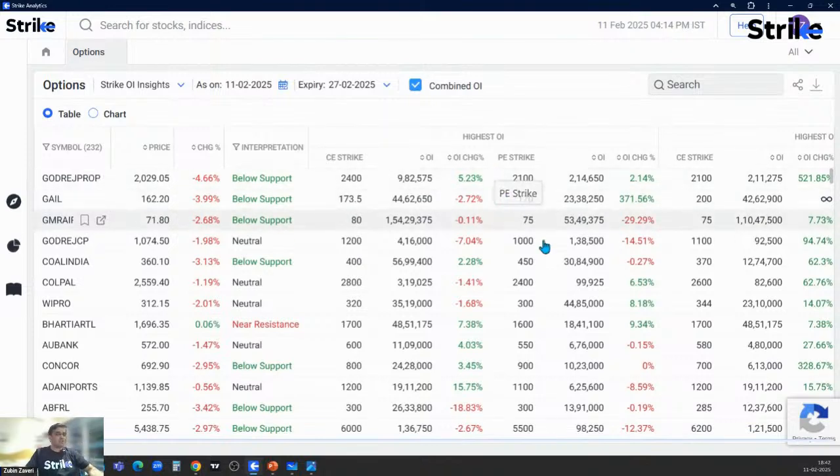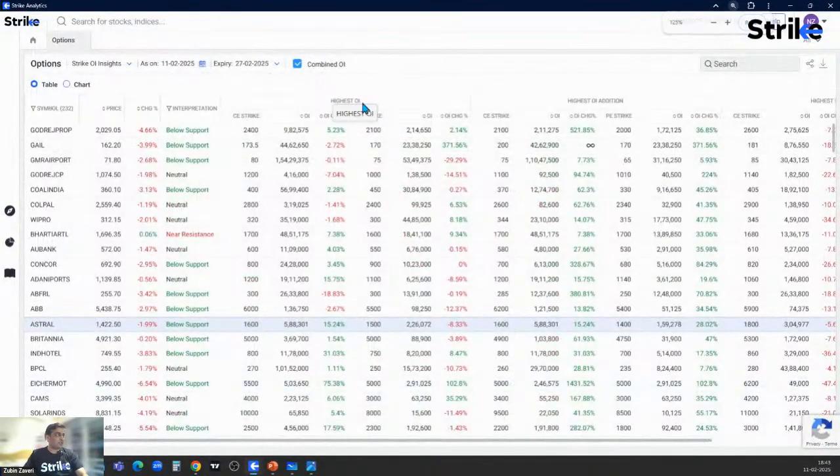For this particular session, it is assumed that you know what open interest is, and you know a little bit of basics about what is call and what is put. We have call strike OI and OI change, and we have put strike OI and OI change. These are the strike prices where the highest open interest is already built up. If I zoom out a little bit, we have the highest OI over here. Next to that, we have the highest OI addition. So what is the difference over here?